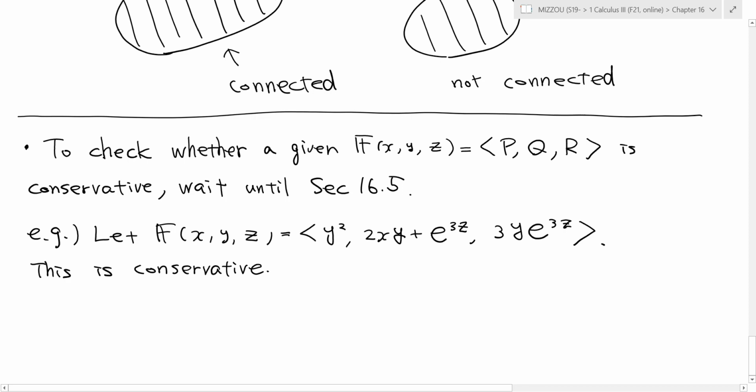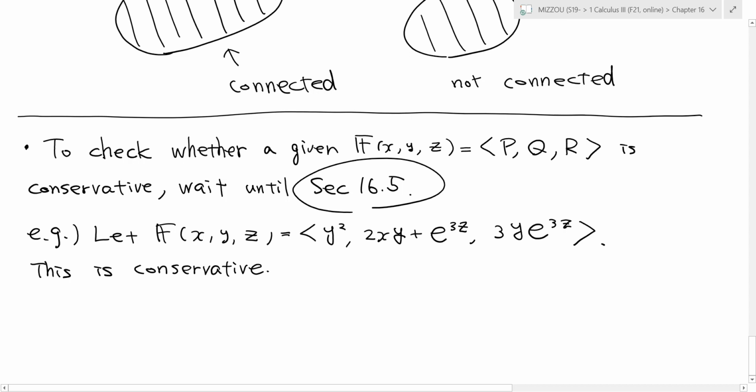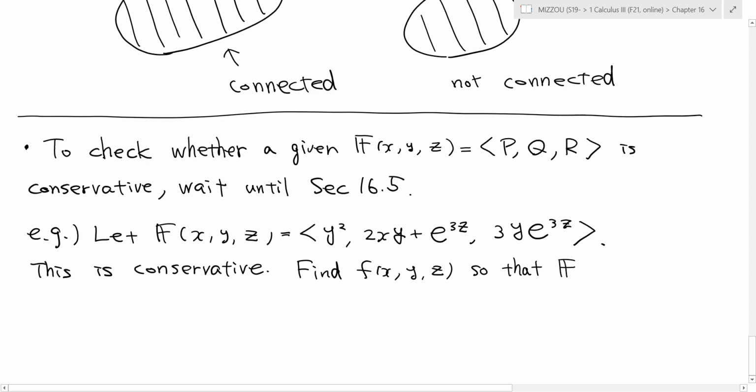And like I said, to check if this is conservative or not is covered in section 16.5. But anyway, it's conservative, so let's find f of x, y, z so that the vector field is written as the gradient of this f. Namely, this is like an antiderivative.